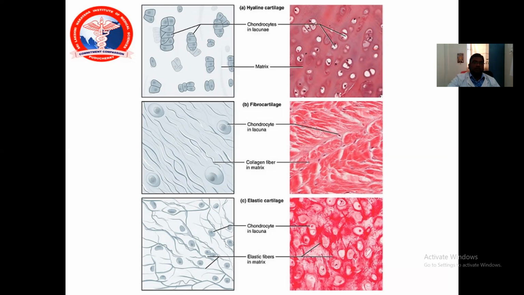So these are the differentiations between hyaline cartilage, fibrocartilage, and elastic cartilage. The hyaline cartilage example is your trachea. For fibrocartilage, you get your costal cartilage and your intervertebral disc. For elastic cartilage, you get your pinna and your epiglottis. So these are the structures you would get here. With this I conclude the class. Thank you.